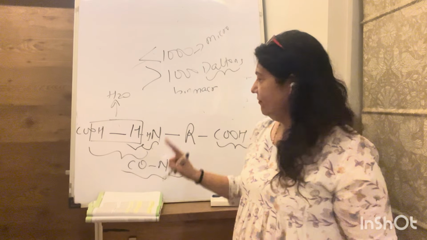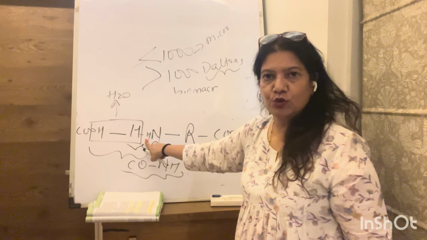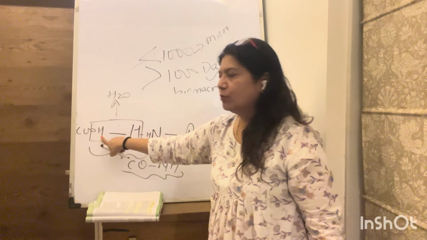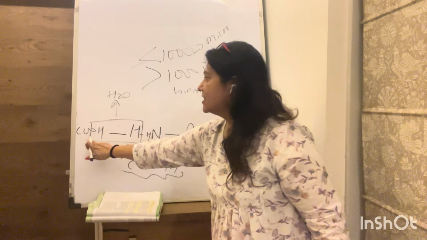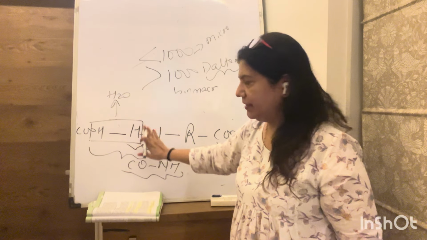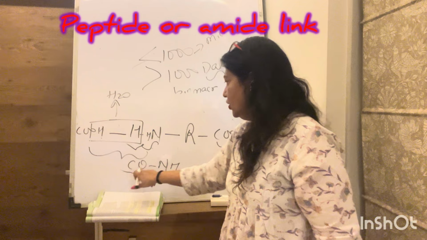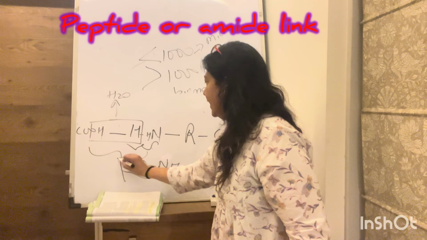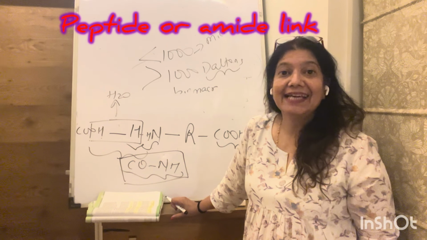Repeating it again, when two amino acids come close to each other, hydrolysis takes place between the NH2 group of one amino acid and the COOH group of the other amino acid. H2O goes out of the system. What is left behind is the CONH bond. From NH2, one H goes out, so what remains is NH. From COOH, OH goes, so what remains is CO. The CONH bond that is left behind is referred to as the peptide link or amide link.